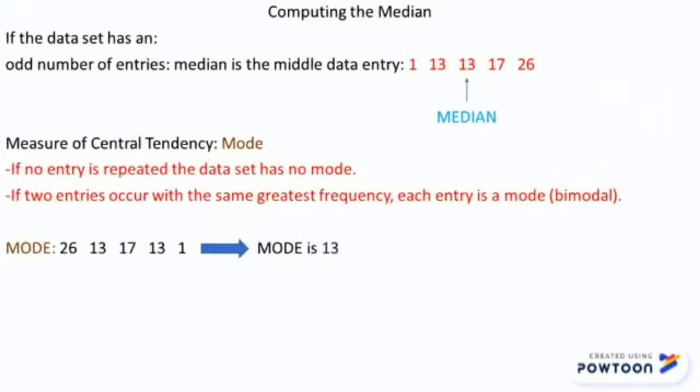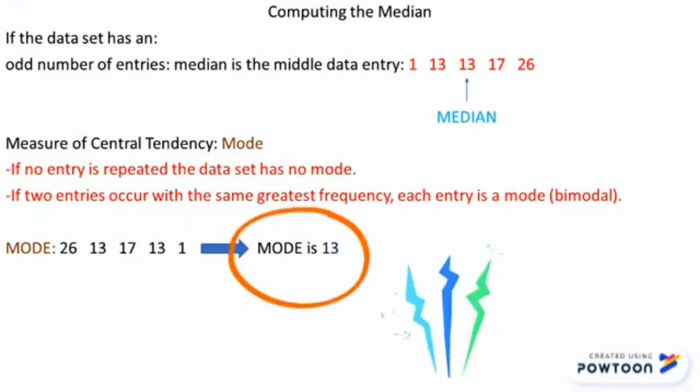And lastly, I will measure the central tendency of the mode. If no entry is repeated, the dataset has no mode. If two entries occur with the same greatest frequency, each entry is a mode, and it is bimodal. The mode of the data is 13.